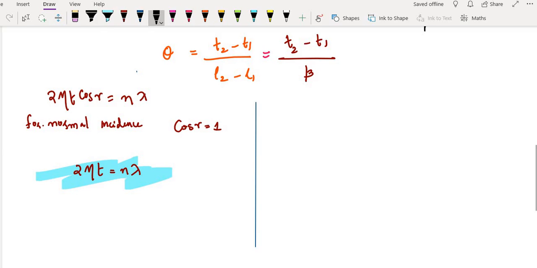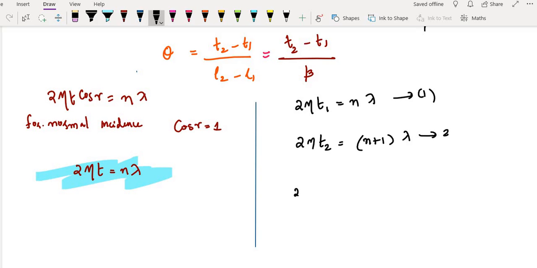Now, in this case we have the nth band and the n plus first band. For the nth band, 2 mu T1 is equal to n lambda, and for the n plus first band, 2 mu T2 is equal to n plus 1 lambda. This is my equation number 1 and this is my equation number 2. I'm going to subtract 1 from 2 so that I can find the value of T2 minus T1.